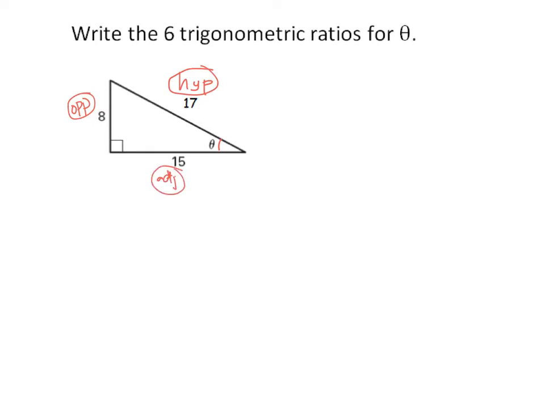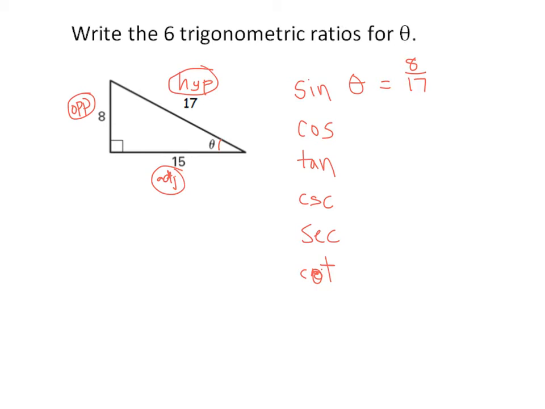All right, so let's list our 6 trig ratios. We have sine, cosine, tangent, cosecant, secant, and cotangent. If I want to take the sine of theta, I know the sine of theta is the opposite over the hypotenuse, so 8 over 17. The opposite side over the hypotenuse.